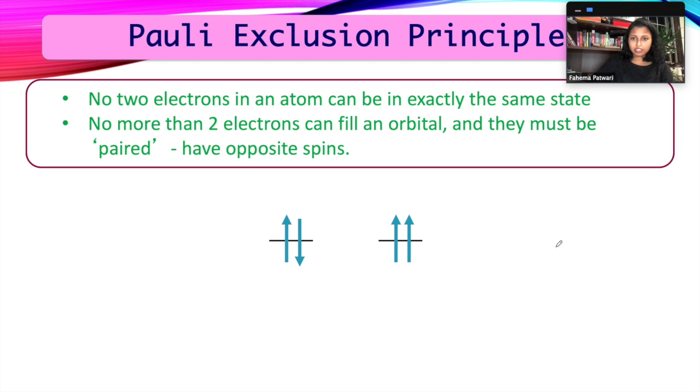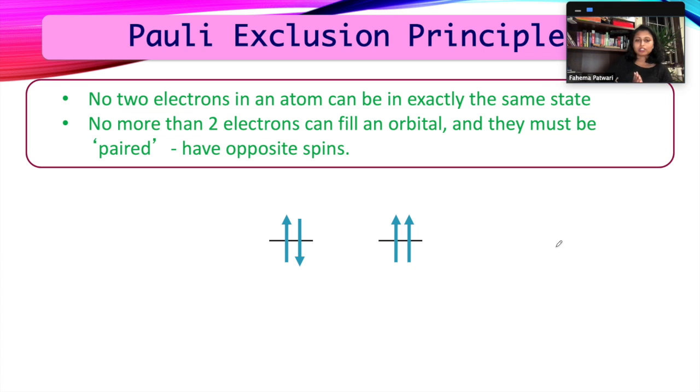Similarly, the Pauli exclusion principle is another rule which states that 2 electrons in an atom cannot be in exactly the same state. What does that mean? That means you could have 2 electrons in the same atom. You could have 2 electrons in the same energy level, in the same sublevel, in the same orbital.